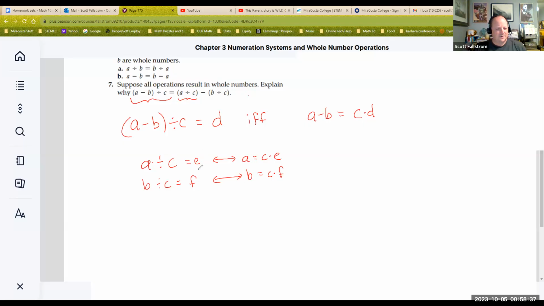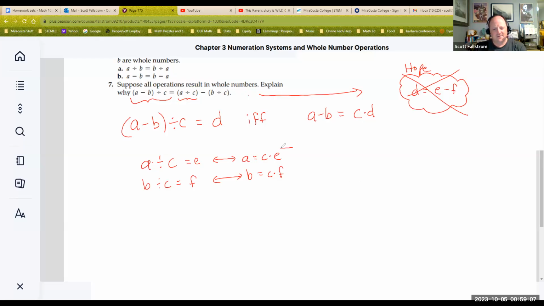Now I chose different letters, and what I'm really hoping at the end of the day is that the left-hand side, which we just said is d, is equal to a divided by c minus b divided by c, which is e minus f. This is what I hope is true, but I can't assume that it is true yet. So I have to explain why it's true. I'm going to cross that off for now because I can't guarantee it.